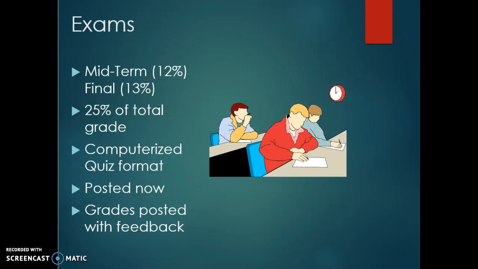Exams, you're going to have a midterm and a final. The midterm counts 12%, the final counts 13%, so exams are 25% of your total grade. This is in a computerized quiz format. They are posted now. The final usually will be opened up a little closer to the end, just so you're not worrying about that. You do get one attempt for both of them, so make sure that you set aside some time where you can really do these.